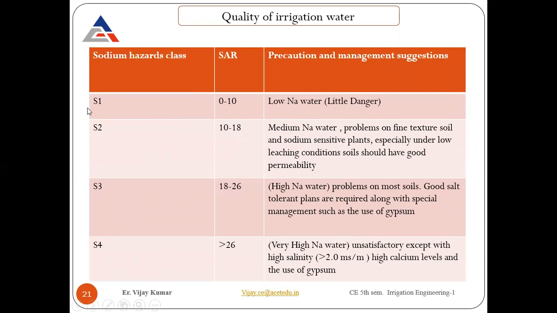SAR value comes out to be S1 if its value is 0 to 10, which we consider to be a little danger. It means sodium in the water is very low. Fine. Then we have S2, if its value comes out to be 10 to 18, we call it medium sodium water. Probably it's not good for fine texture soil and sodium sensitive plants. Some of the crops are very sensitive to sodium.